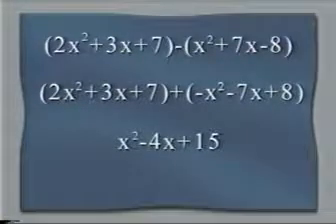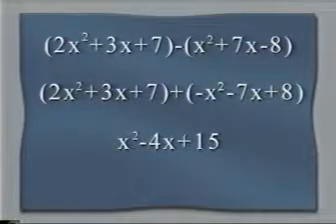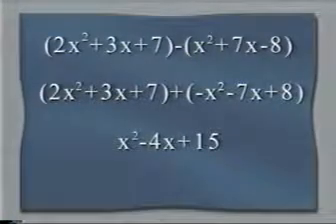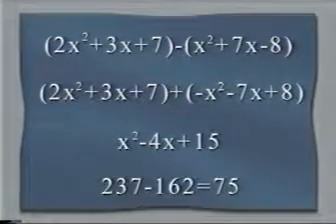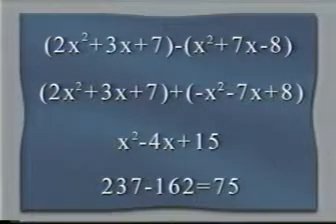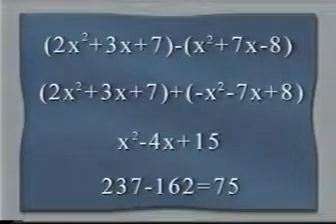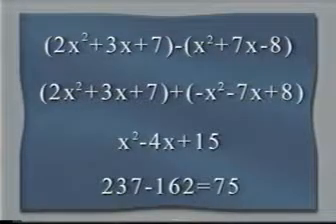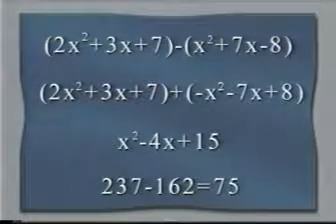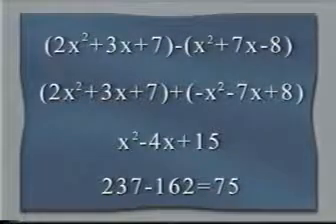And again, we could check by replacing the x with 10, and we get 237 minus 162 equals 75. And indeed, x squared, 100, minus 4x, minus 40, is 60, plus 15 equals 75. We know our answer is correct.